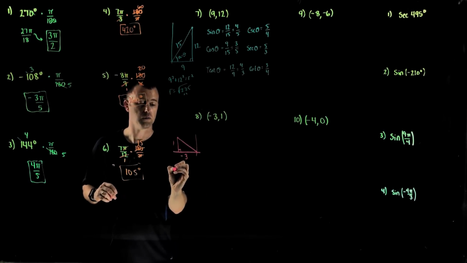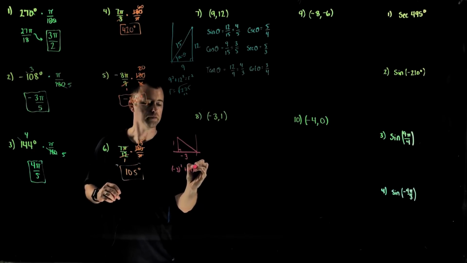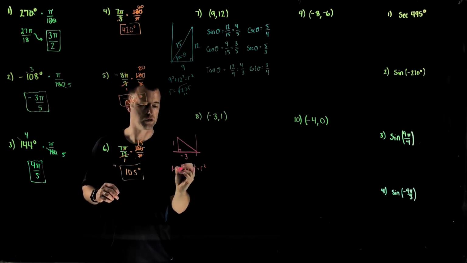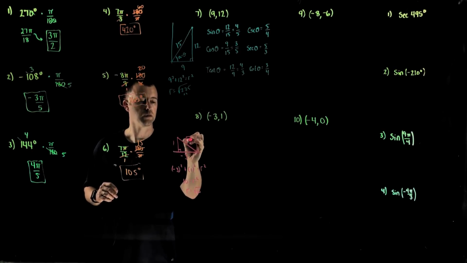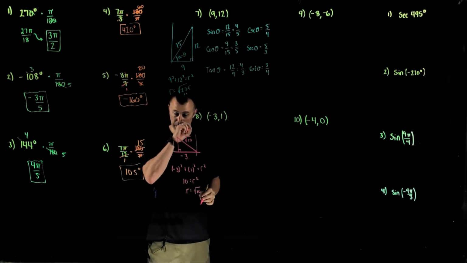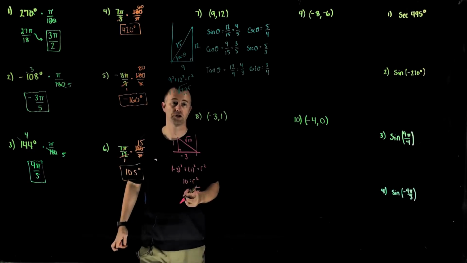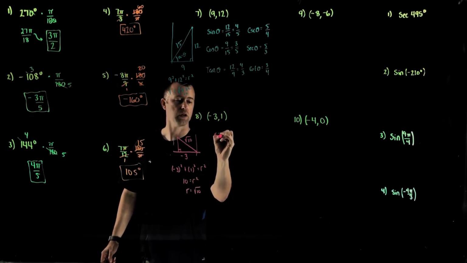So I'm going to go -3 squared plus 1 squared equals r squared. So this would be 9 plus 1, so 10 equals r squared. So r is the square root of 10. And again, you can't simplify that one, so I'm just going to leave it as it is. And now we need to find our ratios.